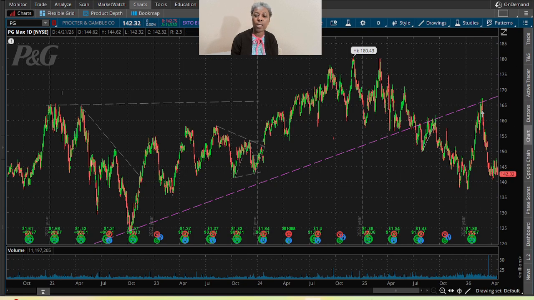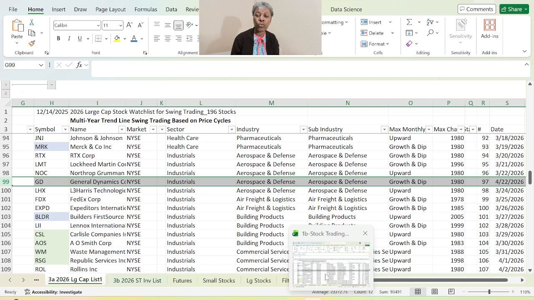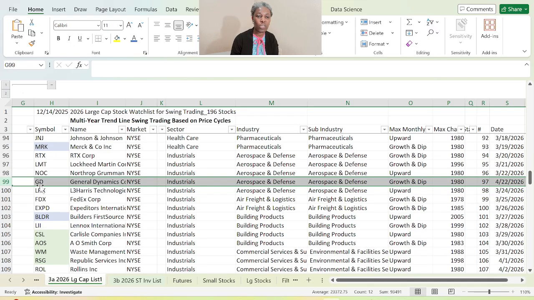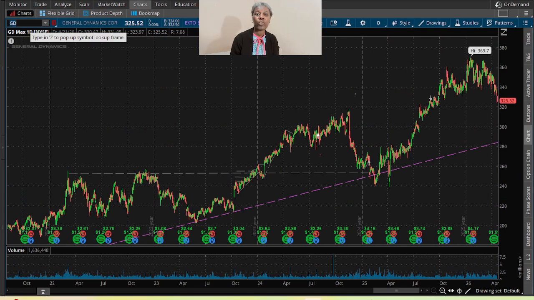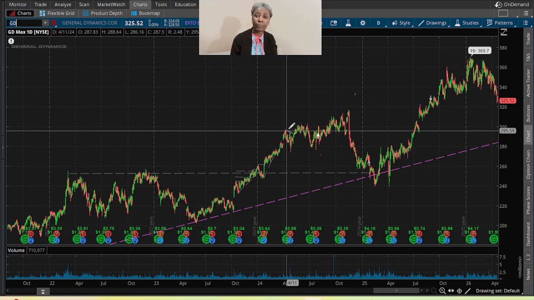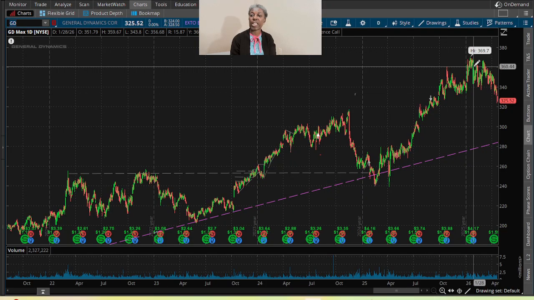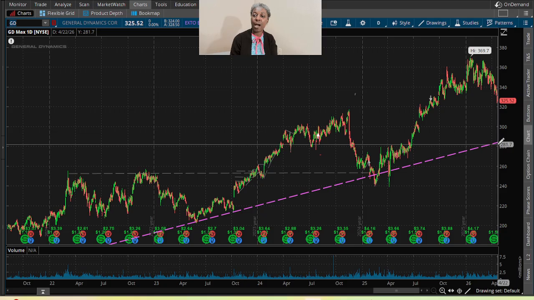So those are risks that are involved when you are swing trading, and it is a learning process for us as well. So today we are going to analyze GD as of April 22, 2026. So we are going to put GD in our chart analysis platform, which is the Thinkorswim platform. And when I'm looking at GD, it's going down, but it is not where I want to buy it yet. We are using the maximum daily chart here.